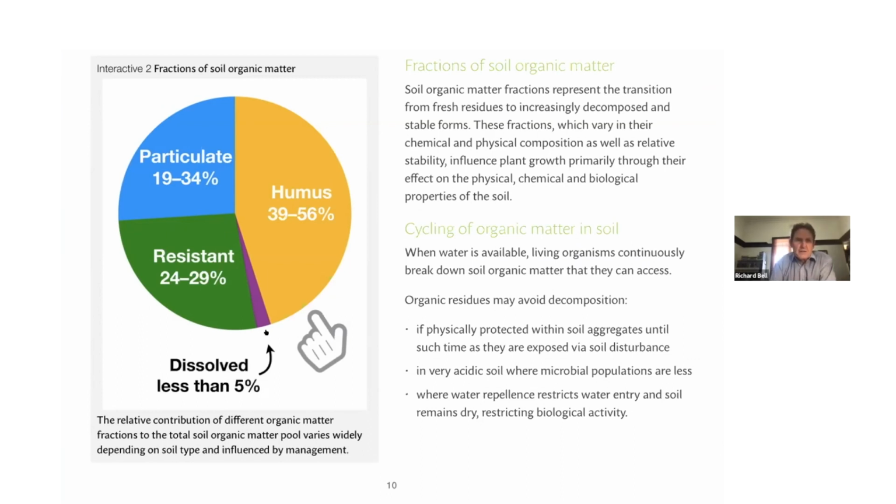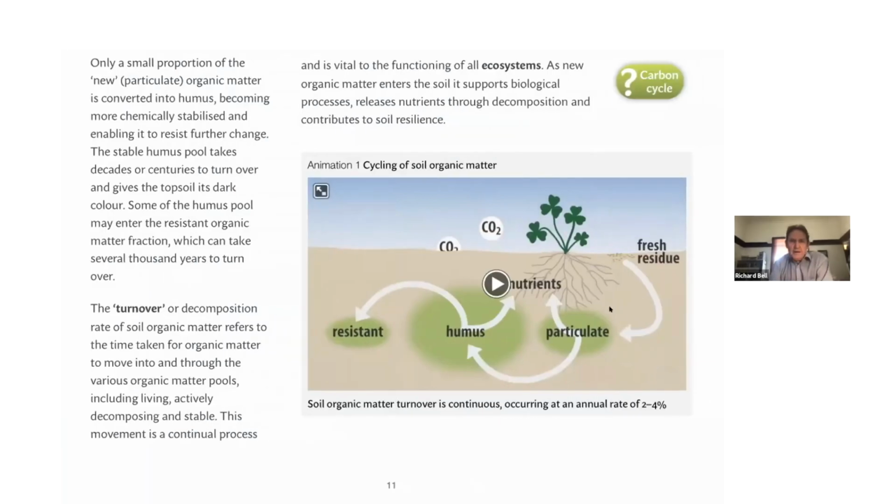So much so that in some places they measure the dissolved organic carbon level in the soil as an indicator of biological activity. Of course, a large portion of the carbon in the soil, the organic matter, is the humus. But there's also the particulate matter, which is an intermediate form of carbon that's in the process of being broken down into these more resistant and humus fractions. And that brings us to this little animation here, which is about the cycling of soil organic matter.